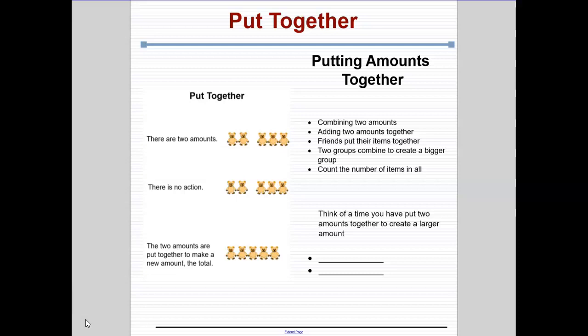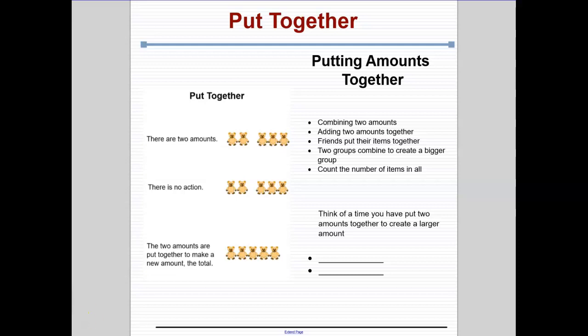We could have two groups of friends combine to create a bigger group. Two classes could combine to create a bigger number of students. Or you could have different amounts of things and you could count to see how many you have in all. Think of a time in your life when you have put two amounts together to create a larger amount.